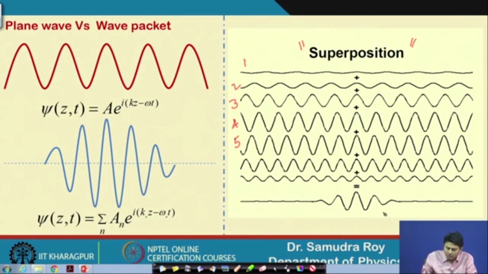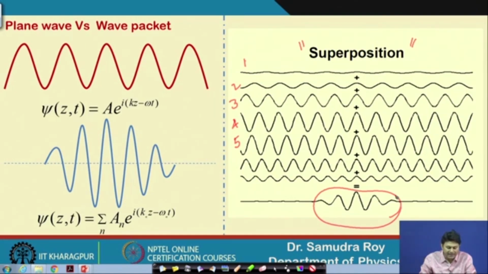we have only one beat formation like this. So the pulse, or the waves, are very much localized. We call this a wave packet, a packet of waves. This packet of waves essentially consists of the superposition of plane waves having different frequencies.